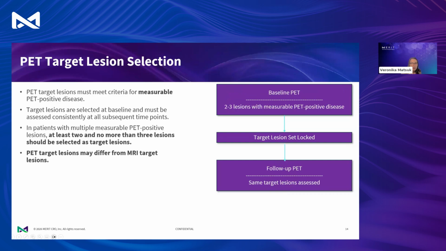And so when measurable disease is present, target lesion selection will follow. PET RANO recommends 2 to 3 measurable PET-positive target lesions that are selected at baseline and then followed consistently over time. An important nuance of PET target lesions is that they do not need to match the MRI target lesions. And that makes sense because the two modalities of MRI and PET will reflect different aspects of tumor biology.